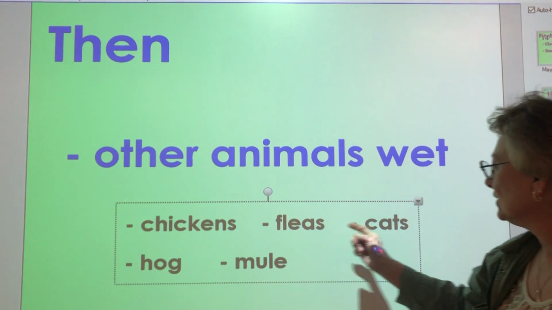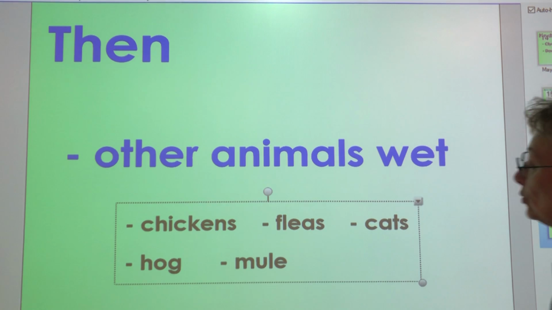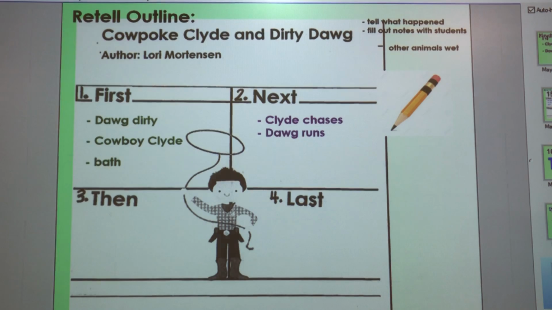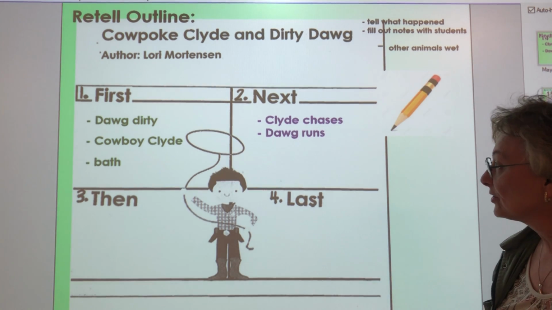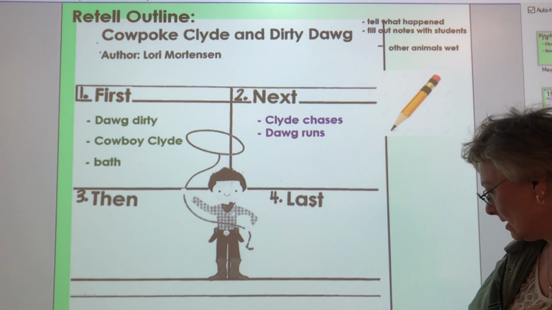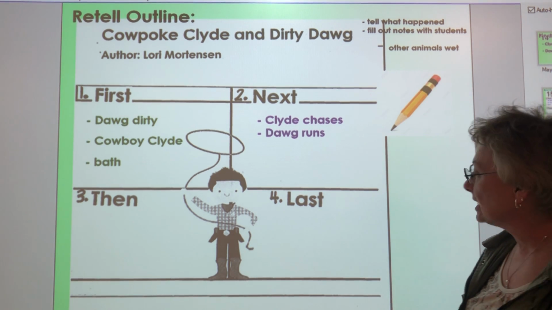There were chickens, fleas, cats, a hog, and a mule. If you want to write those when we go to write out your story, that's fine. But we're not going to write all of that. We're just going to write other animals get wet. Okay. And we're going to use blue this time.